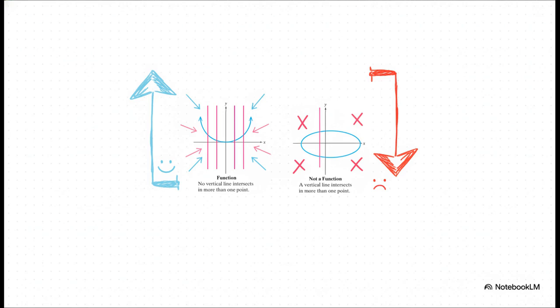It's a function. Now imagine a sideways oval. When we drop a single vertical line straight down through that, the line pierces the oval twice, once at the top and once at the bottom. Because it intersects at more than one point, it completely fails. It is merely a relation, not a function.